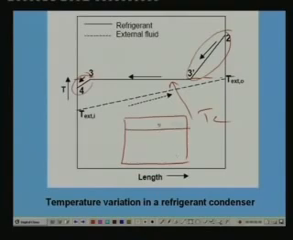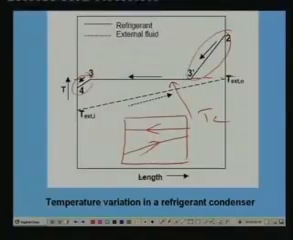The refrigerant temperature remains constant, okay, and it varies like this, and the external fluid temperature varies like this. Okay. So, the advantage of making this kind of simplification is that you can define what is known as a log mean temperature difference for the condenser if you make this type of an assumption. Now, how can this type of assumption be justified?